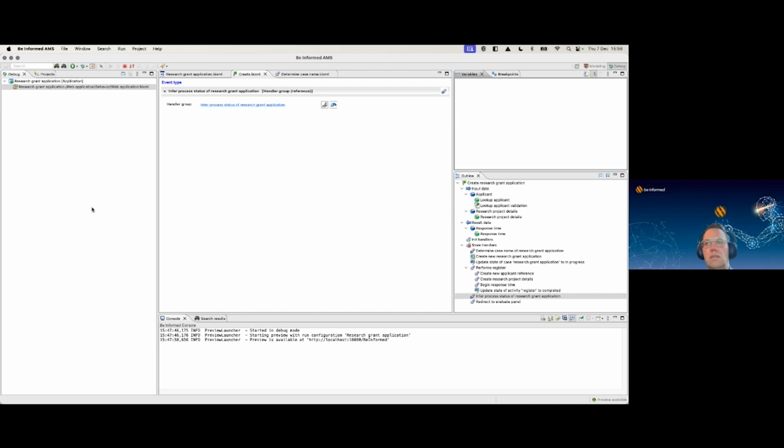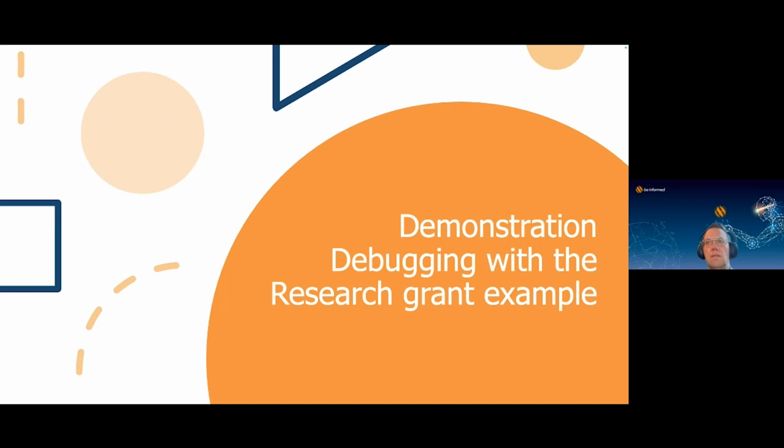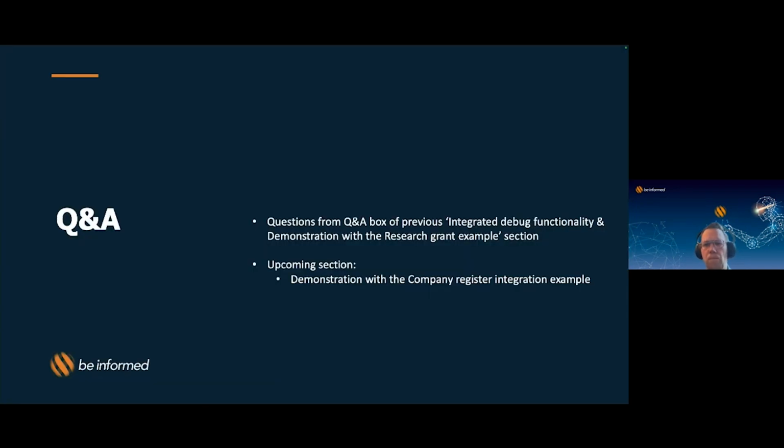Then I will go to the PowerPoint slide. This was the debugging slide. We have some time for questions about this integrated debug functionality in the resource grant example. Otherwise, I will switch to the company register.